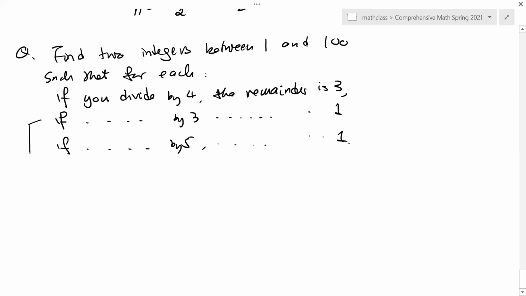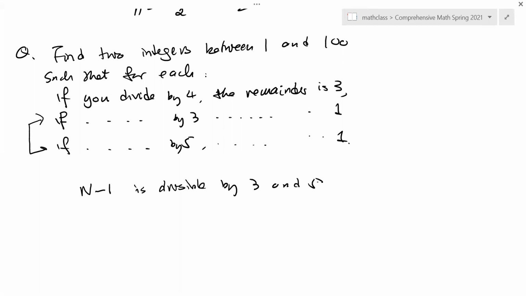My hint is you have to begin with these two conditions. You cannot use three conditions immediately together. So this is a number, let's call it n. If you divide by 3, the remainder is 1. If you divide by 5, the remainder is 1. So that means that n minus 1 is divisible by 3 and 5. That's my hint, right?